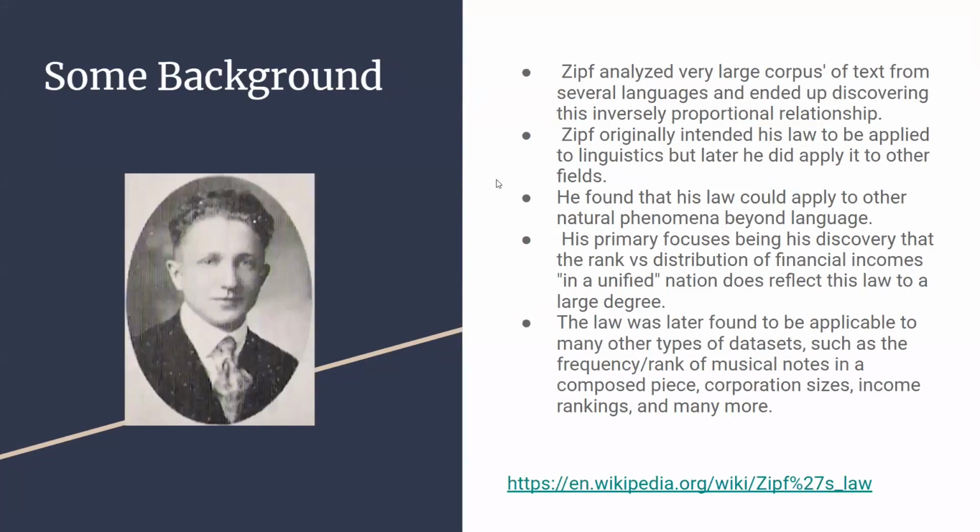Some background. Zipf analyzed very large corpuses of text from several languages, and he found this pattern in all of them. He originally intended this law to only be applied to linguistics, but he found it in other fields. His primary focus being the discovery that rank versus distribution of financial incomes in a unified nation does reflect this law to a large degree. This law was found to be applicable in other types of data sets, like the rank of musical notes in a composed piece, corporation sizes, income rankings, and many more.